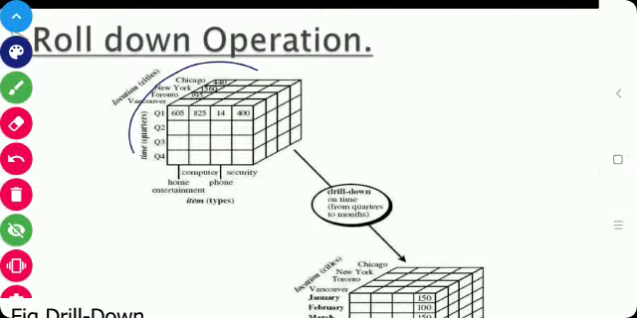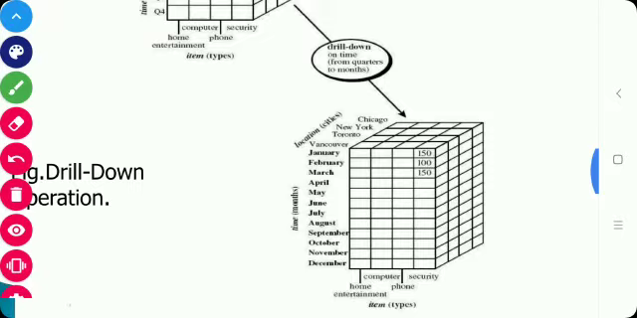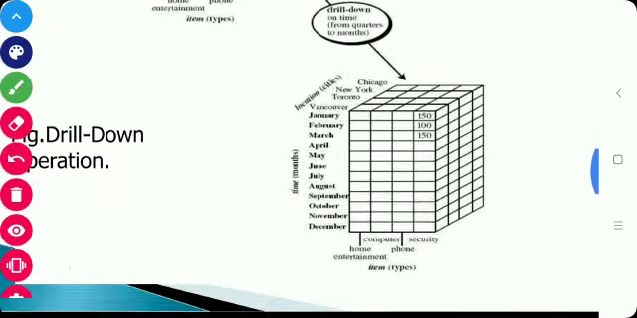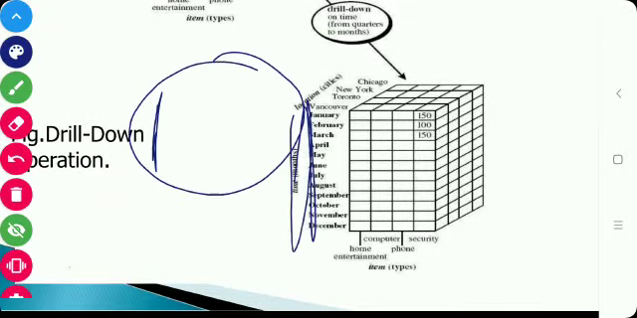See here, this is the same data cube, and we are stepping down on the time dimension. Time dimension is aggregated as Q1, Q2, Q3, Q4, that is quarters. Each quarter has 3 months. So here we are stepping down from quarters to the months. So these are the months. So this is the drill down operation.